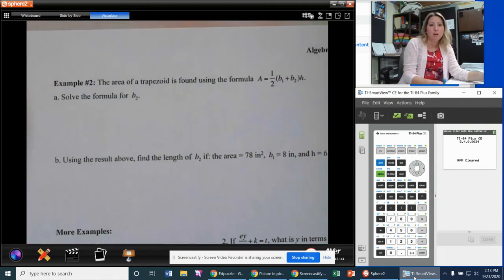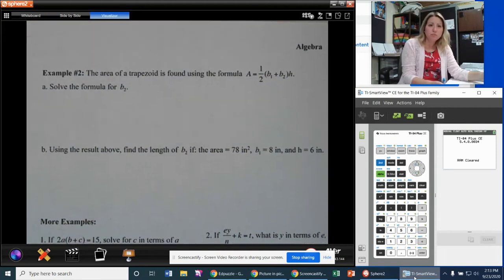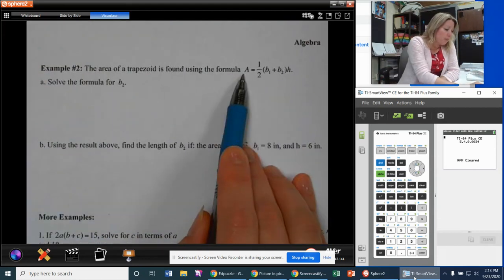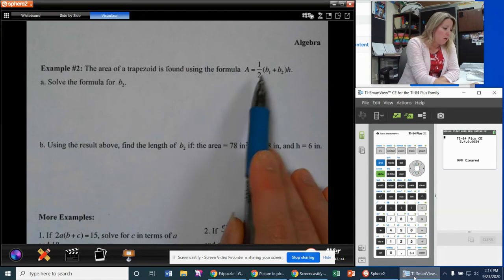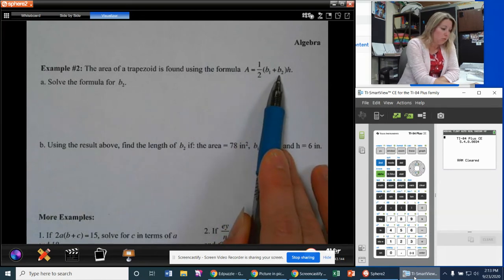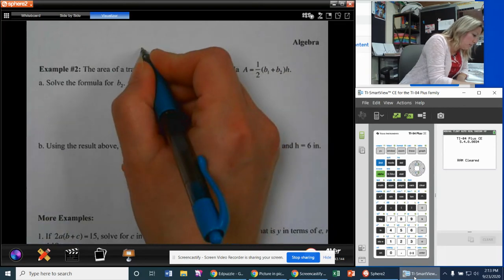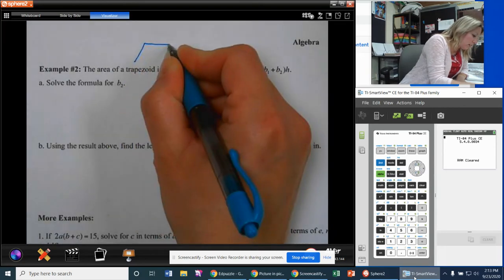Okay, here's another one. This is the area of a trapezoid formula. So the area of a trapezoid formula is area equals 1/2 of base 1 plus base 2, times the height. And if you don't remember a trapezoid, that's this guy.